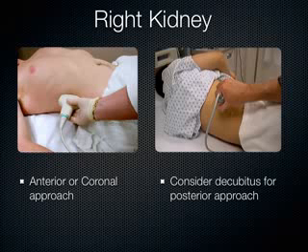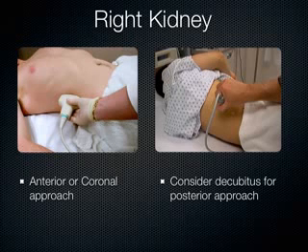We're going to move on now. How do you actually scan the kidney? Very simple. You go ahead and place the probe either in a coronal or an anterior location and get the kidney on the screen in that fashion, or you can turn the probe into a more posterior approach back here, looking between the ribs posteriorly.